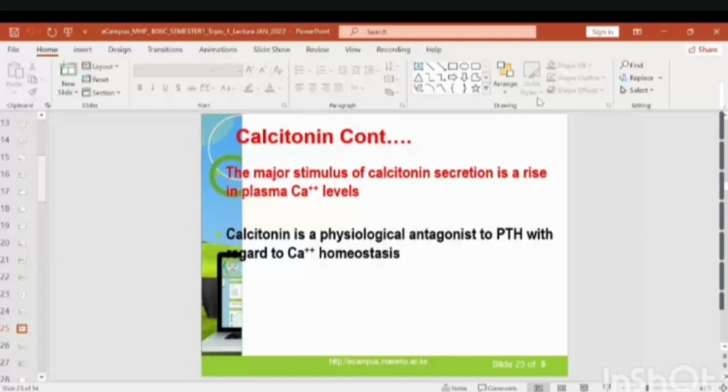Calcitonin will stop the effect of the osteoclast, meaning it will inhibit bone resorption, and the kidney will continue to lose the excess calcium, and a little of it will be deposited in the bone until the normal range is achieved again. So that is the summary of calcium metabolism in the body. And that brings us to the end.